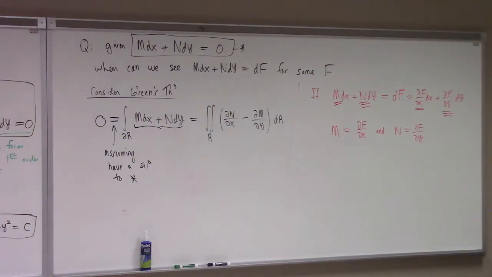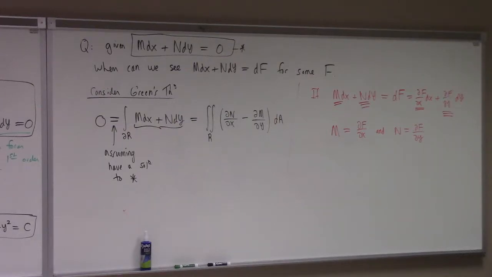What do you know about partial derivatives? Let's assume that m and n are continuous, okay? Which means this f, if it exists, is continuously differentiable. Whatever that means. Remember what we could do?